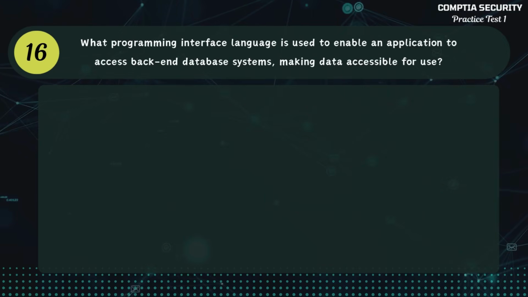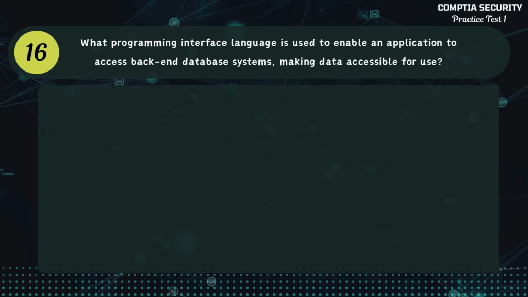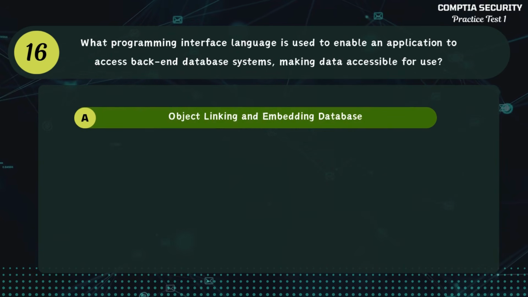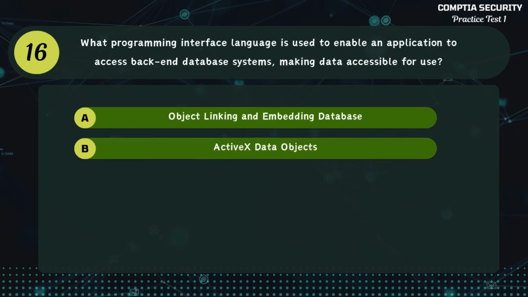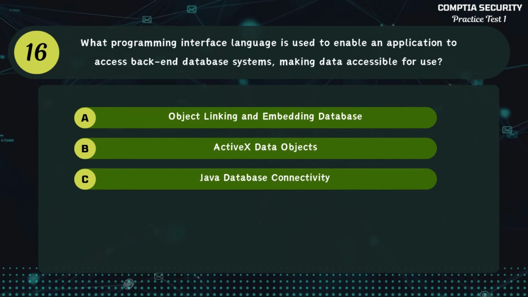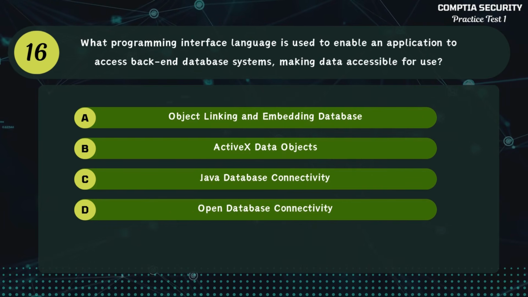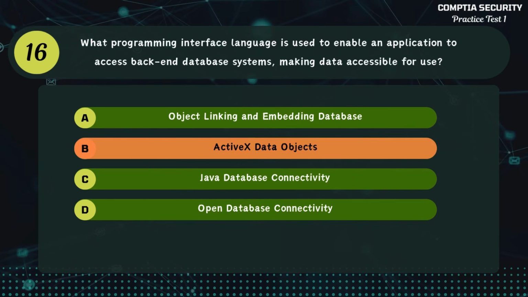Question 16. What programming interface language is used to enable an application to access back-end database systems, making data accessible for use? A. Object Linking and Embedding Database. B. ActiveX Data Objects. C. Java Database Connectivity. D. Open Database Connectivity. Correct answer B. ActiveX Data Objects.